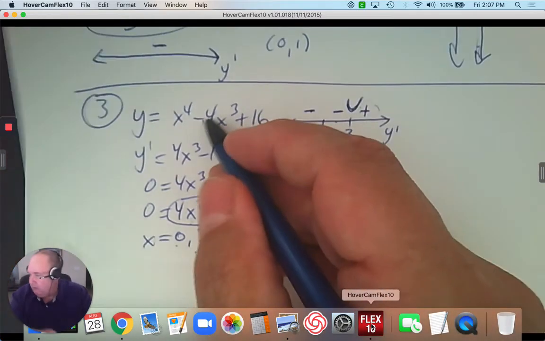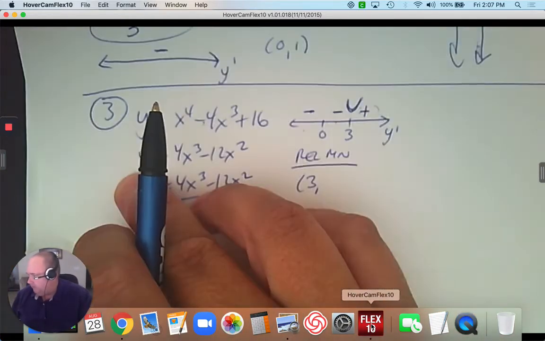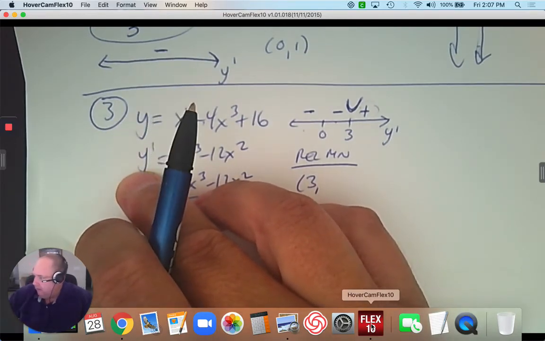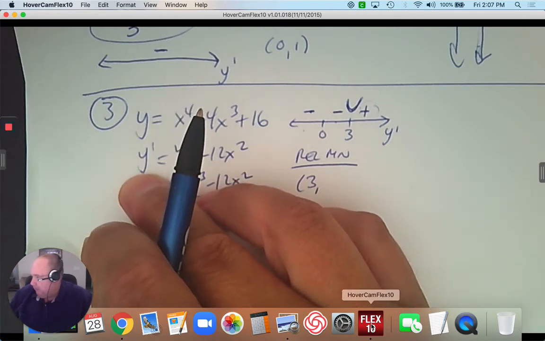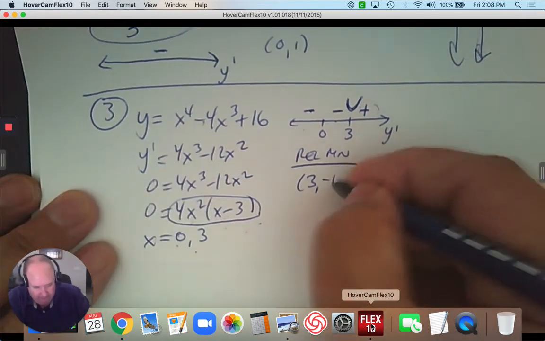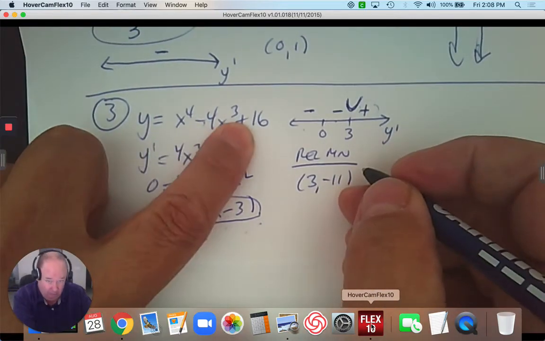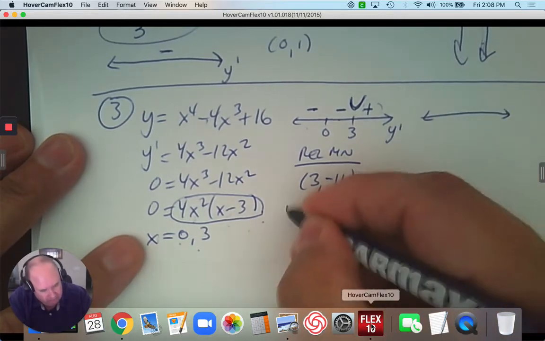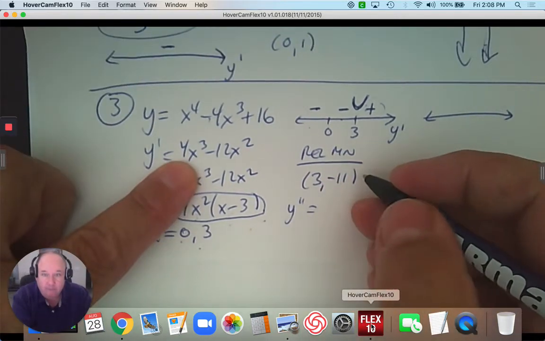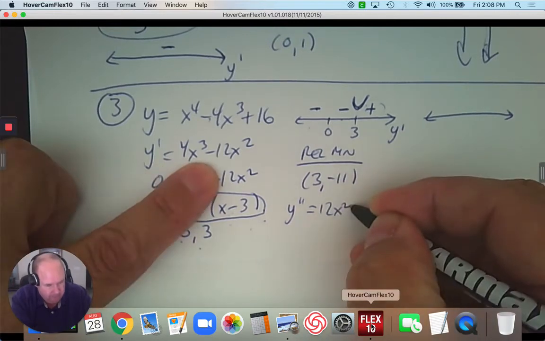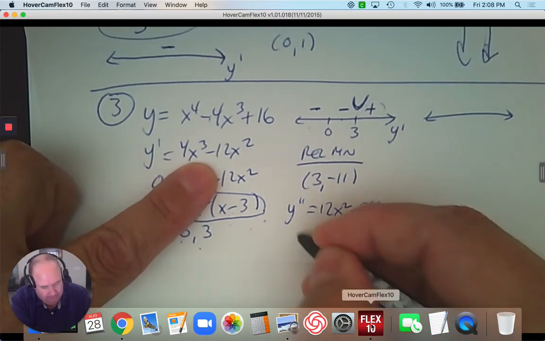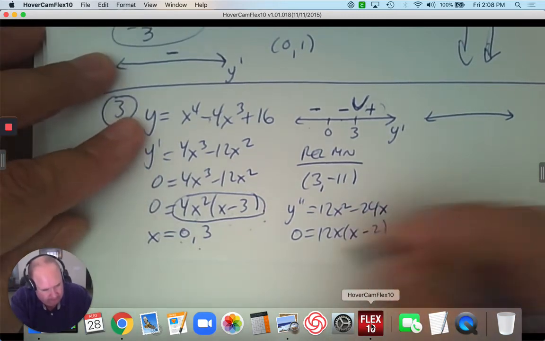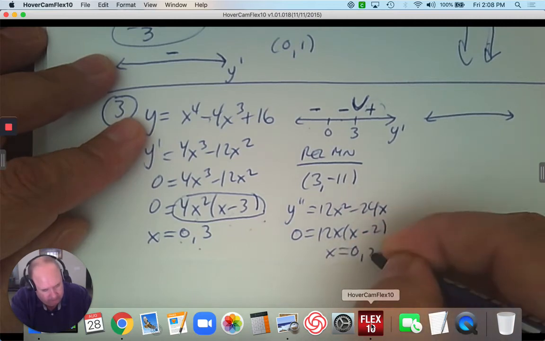To find the y coordinate, plug it in. I'll do it for you. But plug it into the equation. So it's 3 to the 4th and 3 cubed times -4 plus 16. So there's a minimum if you did that at -11. So if you plug 3 into here and did the work, you get -11. The second derivative is 12x squared minus 24x. Again, make it equal to 0 and factor. So the two answers you get here are 0 and 2.